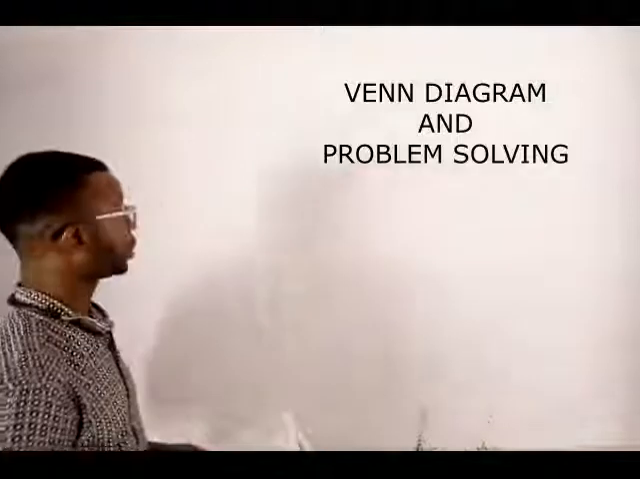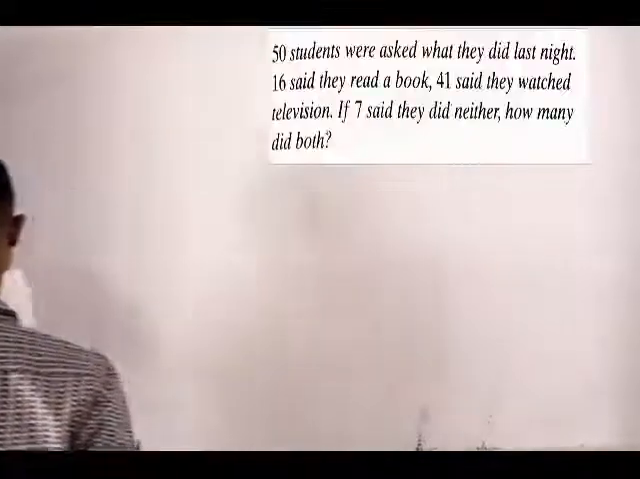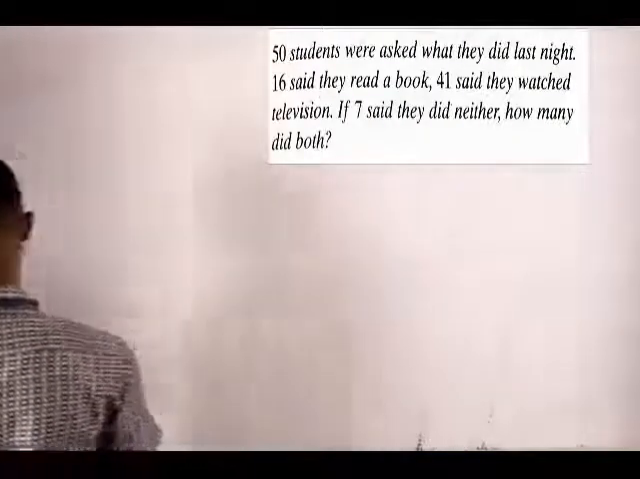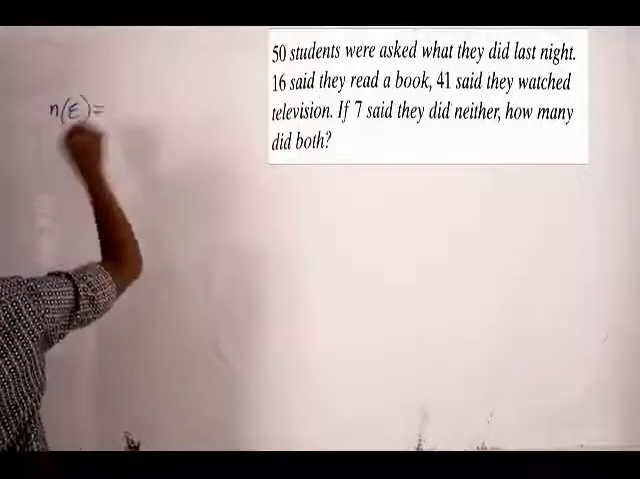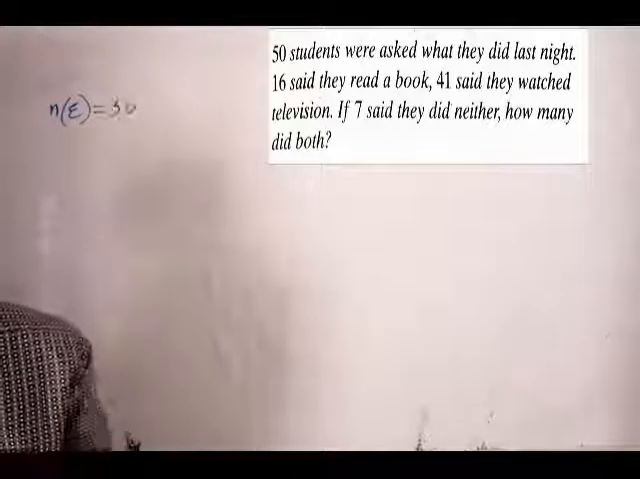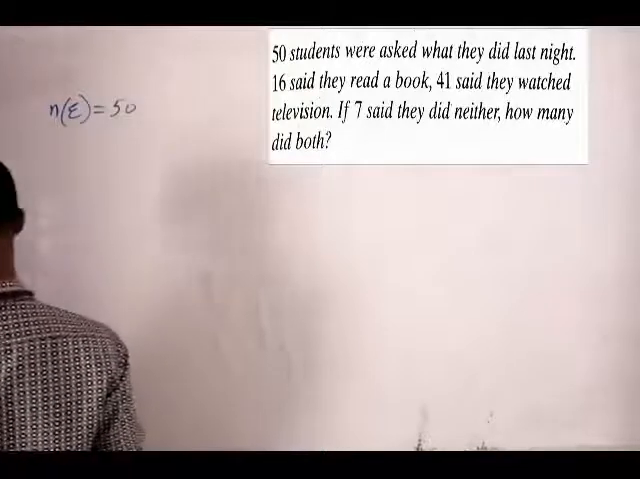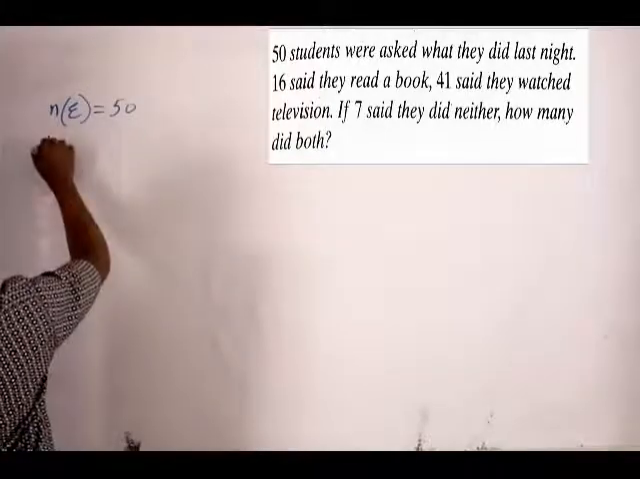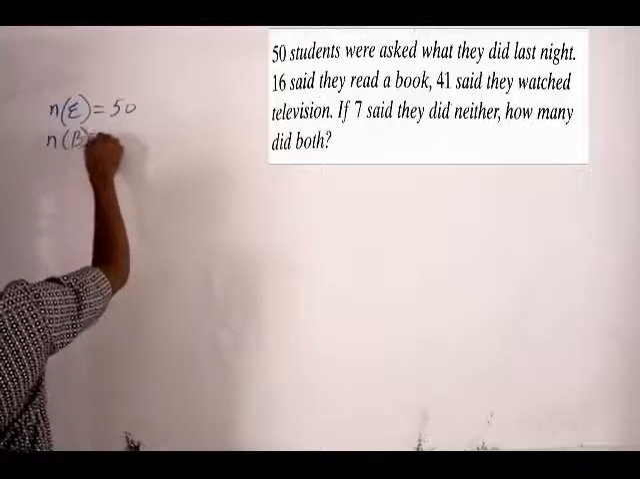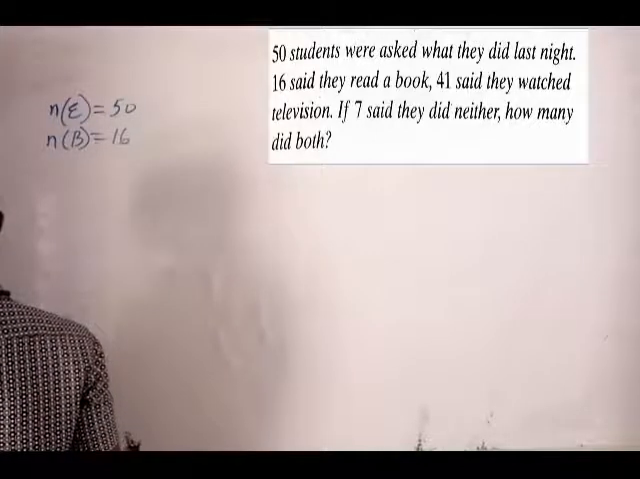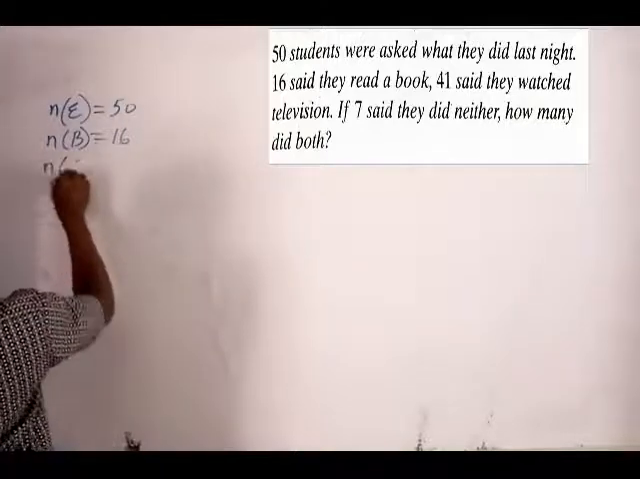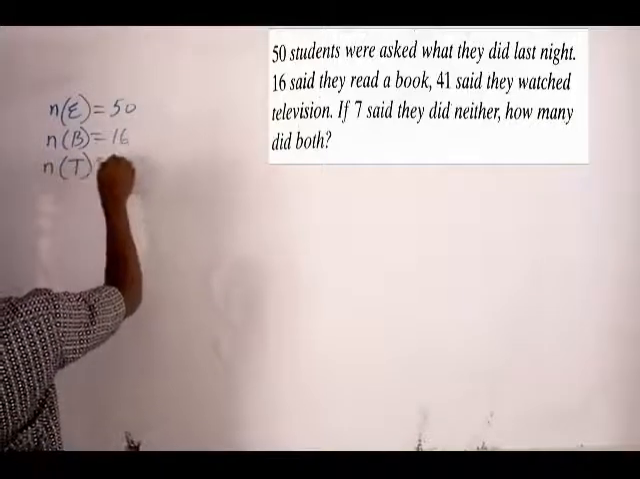So the first question says 50 students were asked what they did last night. That is, the number of everybody in the class is 50. 16 said they read a book. Number that read a book, 16. 41 said they watched television. Number that watched television, 41.